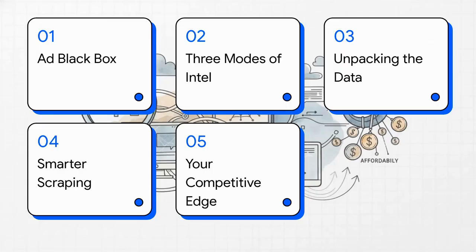All right, here's the game plan. First, we'll tackle the ad black box. Then we'll dive into the 3 modes of intelligence you can use. After that, we'll unpack the data you get, talk about smart scraping on a budget, and finally, figure out what this new competitive edge could mean for you.